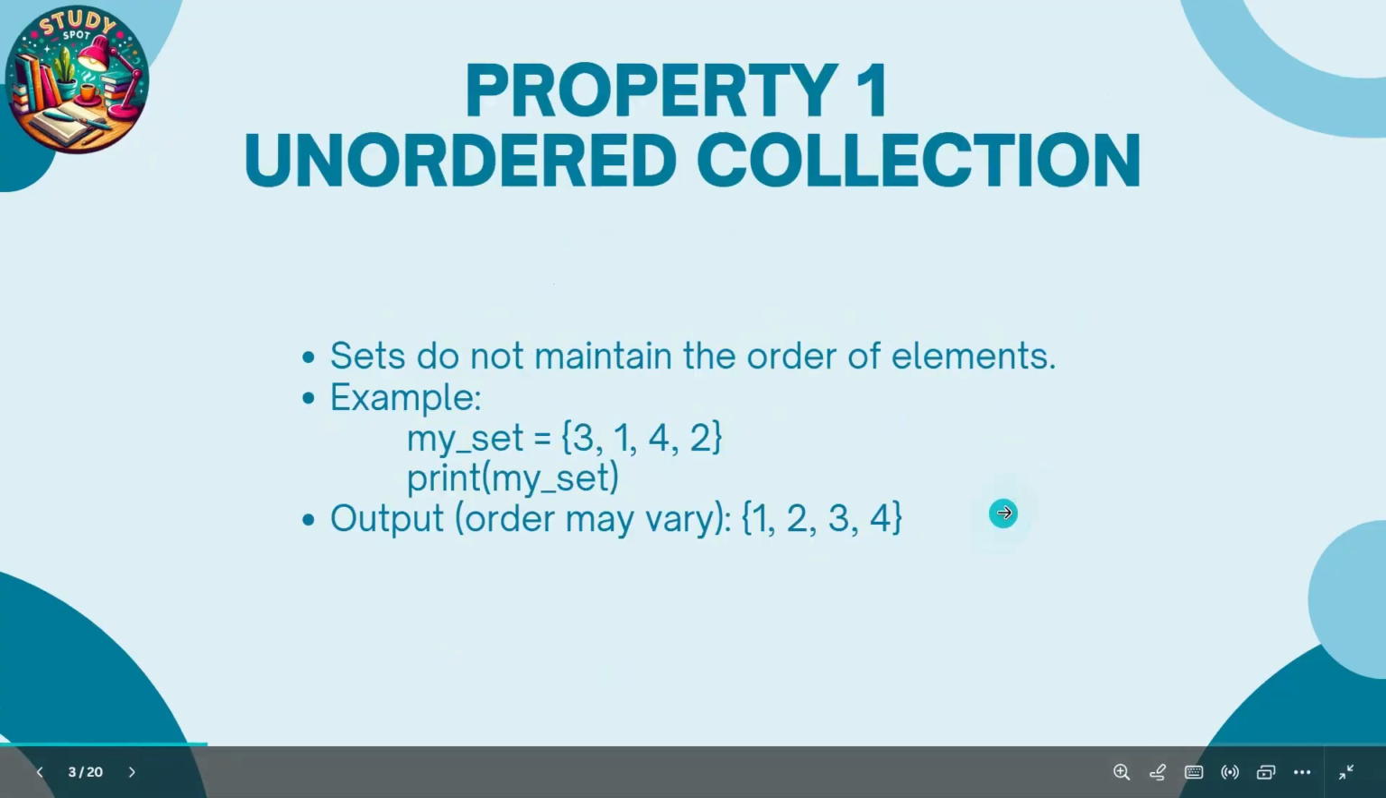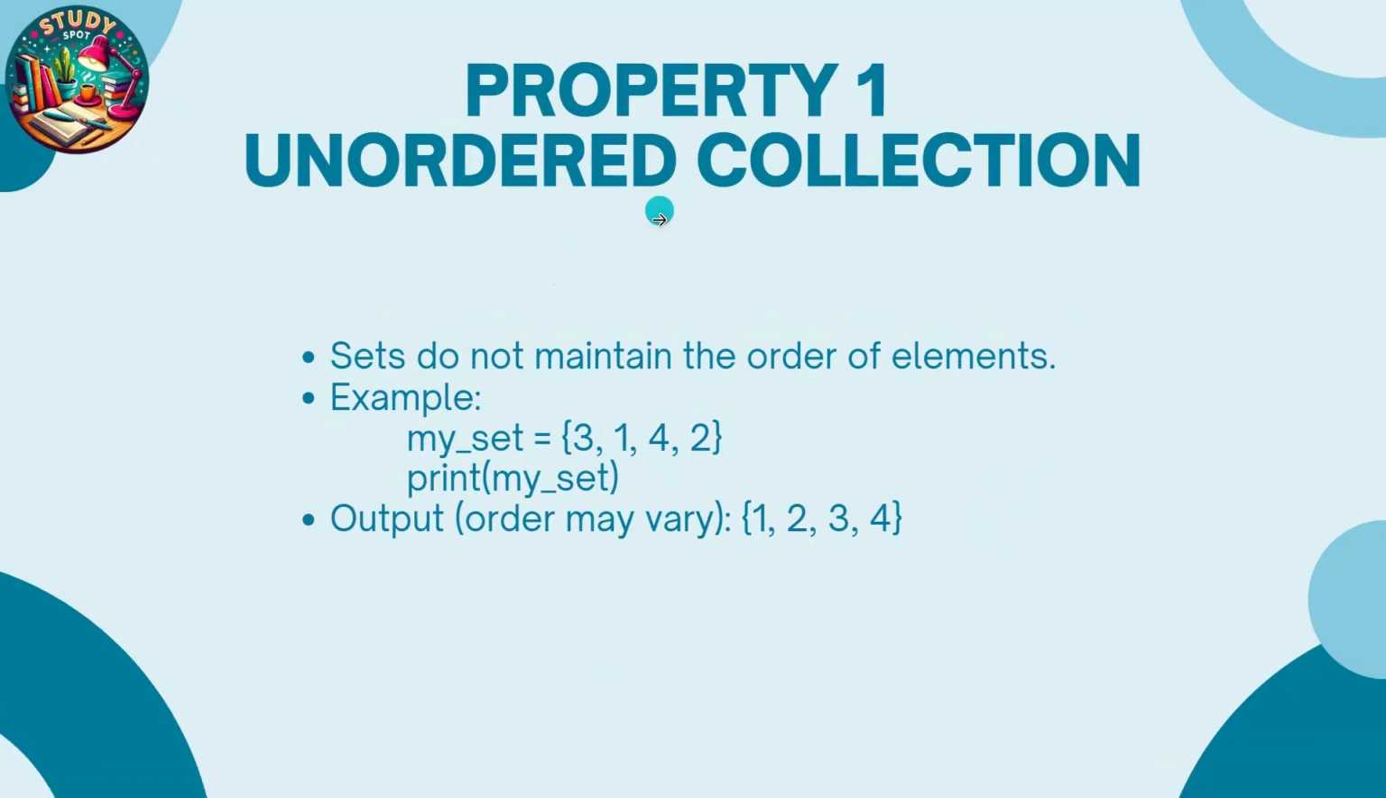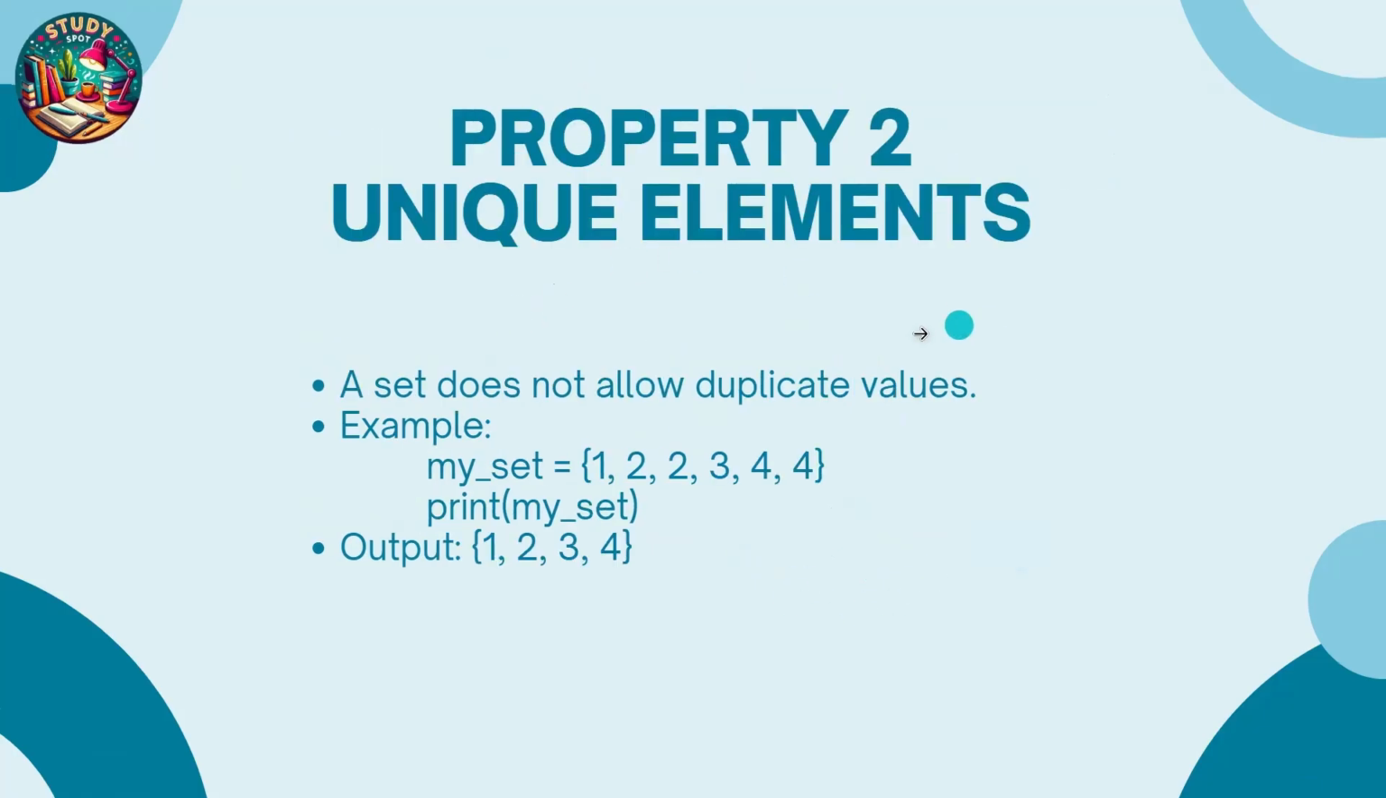Now let's see property 1. The first one is unordered collection. That means sets do not maintain the order of elements. The elements inside a set do not follow any specific order. When printed or iterated, the order may change. Here is an example. I'm taking a set and printing it, and the output is unordered.